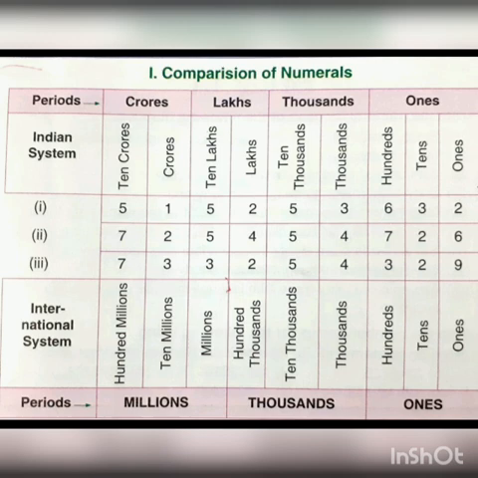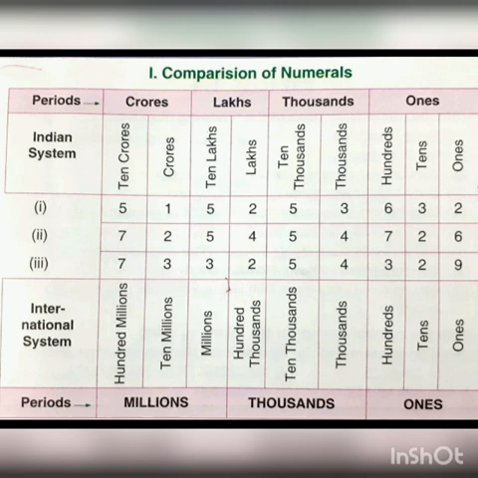Let me read it firstly by the international number system. So if I read the first number by the international number system, it will be 515,253,632. And if I read the same number by the Indian number system, it will be 51 crore 52 lakhs 53,632. Clear?